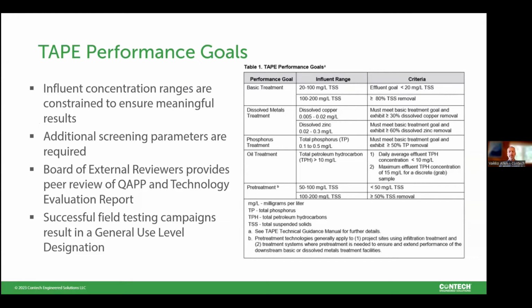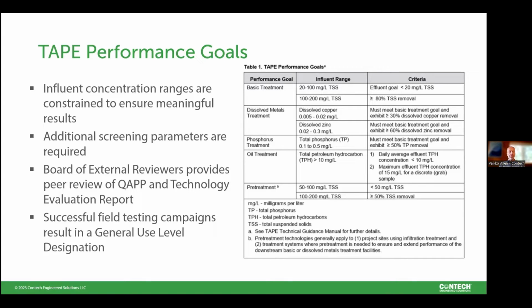And they have other standards for dissolved metals, for phosphorus treatment, 50% phosphorus treatment. They have an oil treatment standard, but that's typically more for industrial situations where you have more than 10 milligrams per liter coming in. And they have a pretreatment standard, which is really where hydrodynamic separators fit, which is about 80% TSS removal that they're requiring.